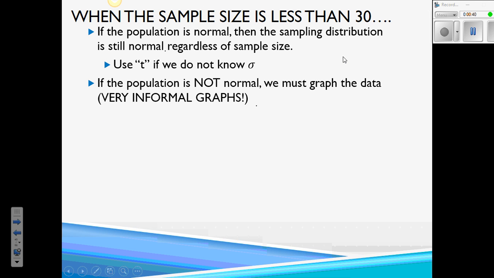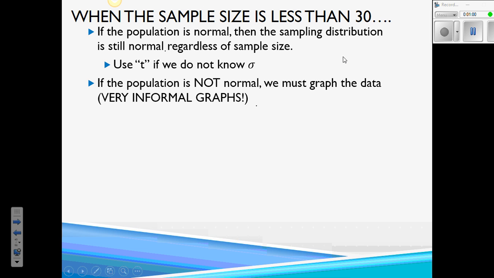Let's suppose here that the population distribution is not normal. If the graph, excuse me, I keep saying graph, it should be population. If the population is not normal, then we must graph our data, especially if the sample size is below 30, because remember that this is the category that it's below 30.